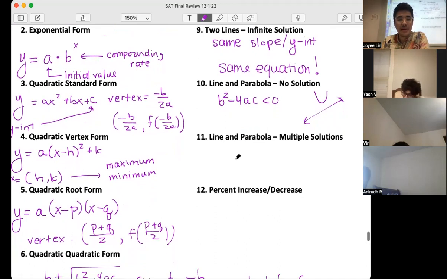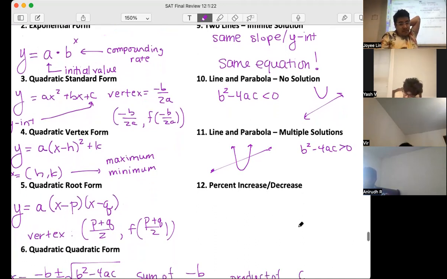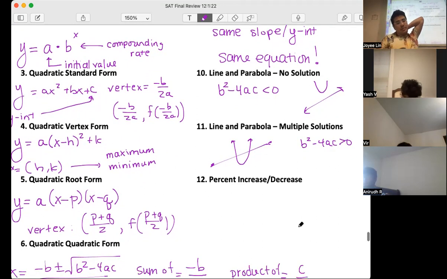Then line and parabola, multiple solutions. What's the max number of solutions you can have? 2, right? So then here you get b squared minus 4ac is greater than 0, right? You can actually solve. One solution is equal to 0, yep.